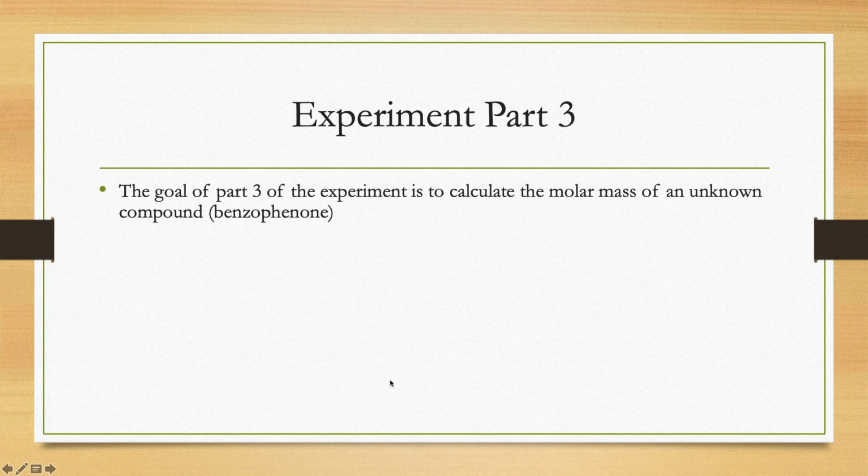All right, and then the last part of the experiment, the third part, we're going to do one more heating and melting cycle. For this third part, we're actually going to add benzophenone. We do know the compound, but our goal for the experiment is going to be to find the molar mass of benzophenone in this case.